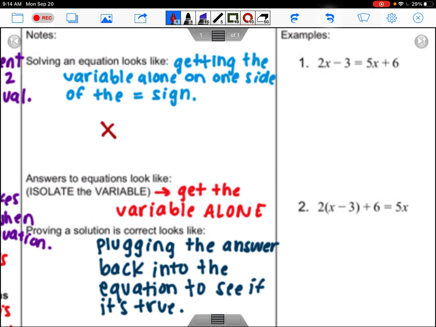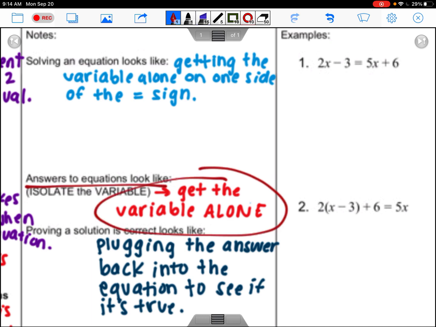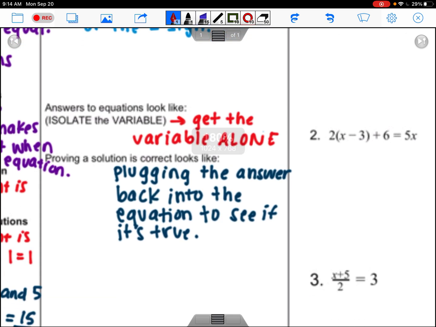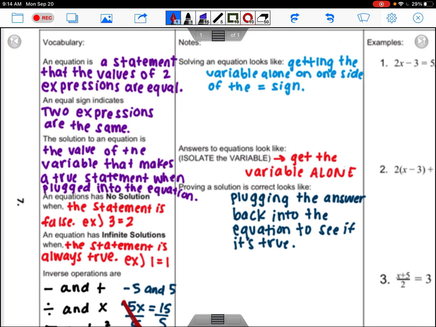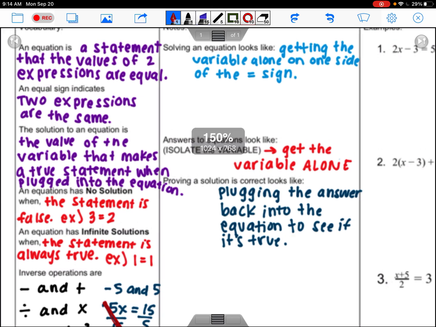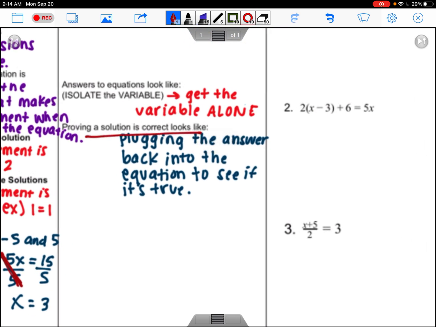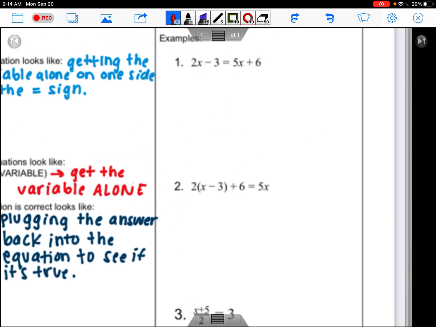You wanna get the variable by itself. And the answers, again, isolate the variable, getting the variable alone, like x equals 5, right? The variable is by itself. Now, remember when I was saying, where was it? The solution is if we plug in an answer to our equation, it should be true, right? Proving a solution is correct looks like plugging the answer back into the equation to see if it's true. So that's just another way of me saying that, and I'm going to explain it when we go over our examples here. Okay, so let's do these three together.